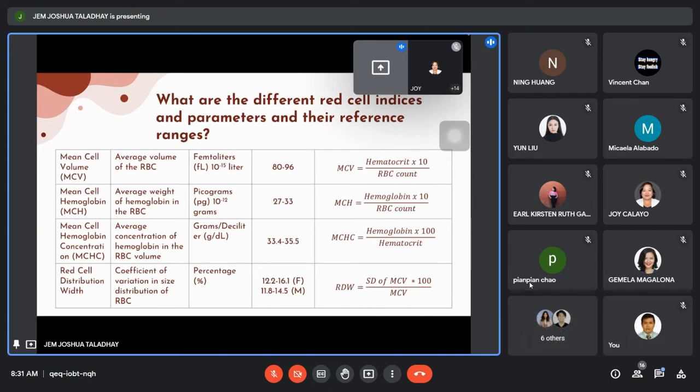Last is the red cell distribution width, which is a coefficient of variation in size distribution of RBC. It is expressed as a percentage, and the reference range is 12.2 to 16.1 in females and 11.8 to 14.5 for males. It is calculated as the standard deviation of the MCV multiplied by 100 over the MCV.